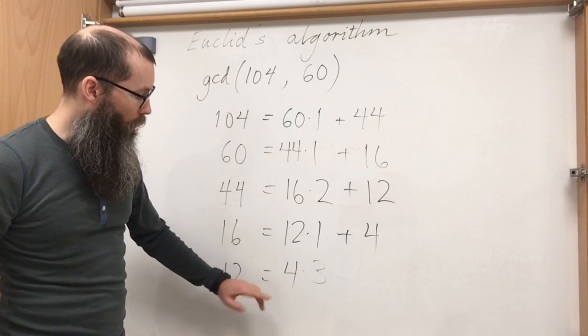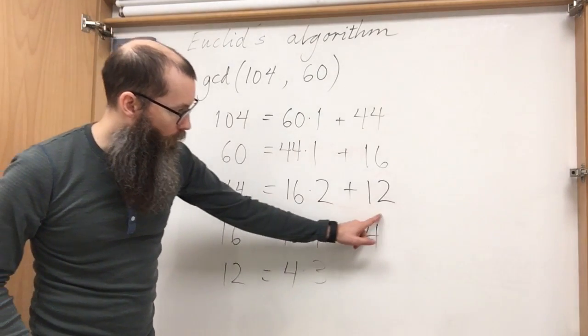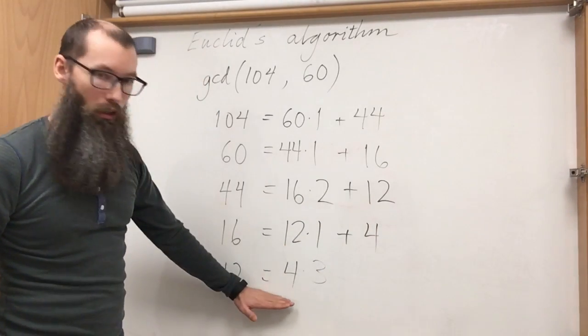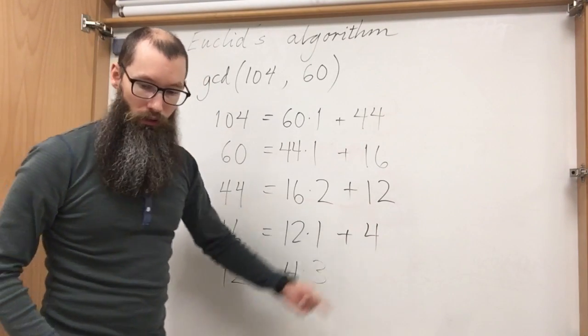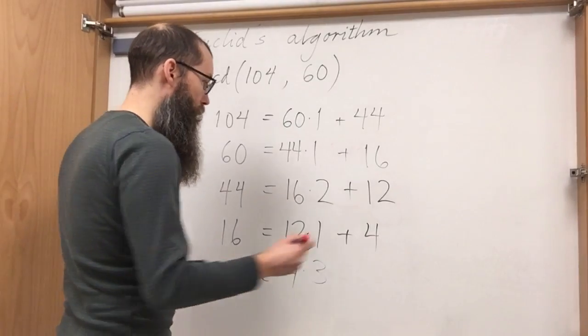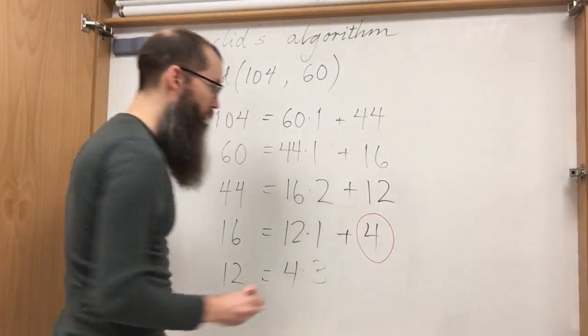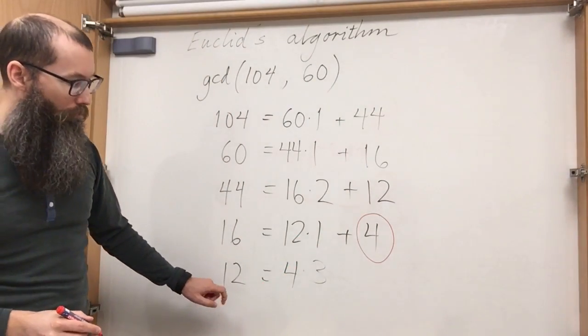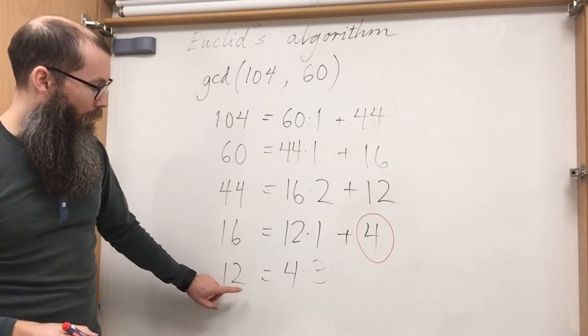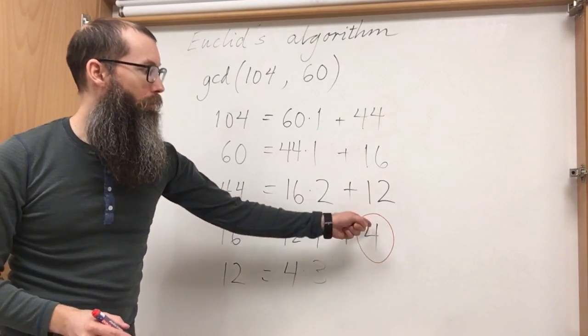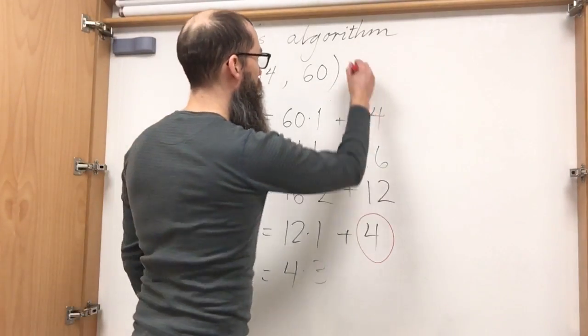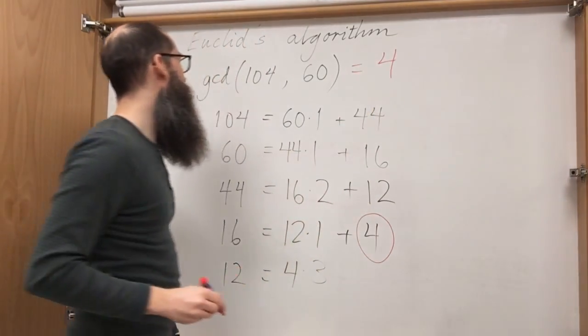And that number will always be the remainder on the penultimate line. So this is the greatest common divisor. So we go to the previous line. Once you have found a remainder of 0, go to the previous line, and this is the greatest common divisor.